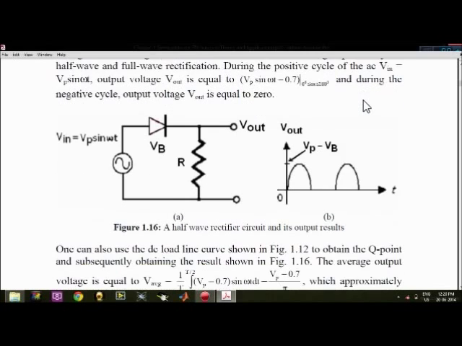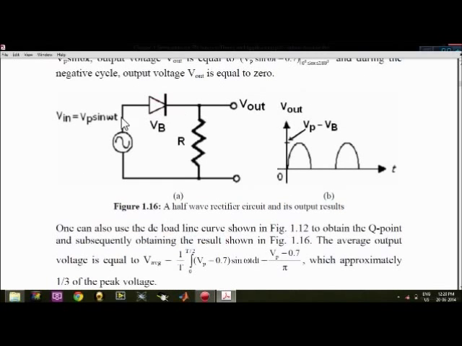But what will happen in case of the negative cycle? When a negative potential is given through this diode, it will act as a reverse bias condition and no current will flow through this diode. That means you can imagine this circuit as an open circuit in the negative cycle. So there will be no current flowing through this, and hence the amount of current is 0. And again the same cycle repeats, we get the same positive cycle, and for the negative cycle 0. So this is the basic working principle of half wave rectifier.